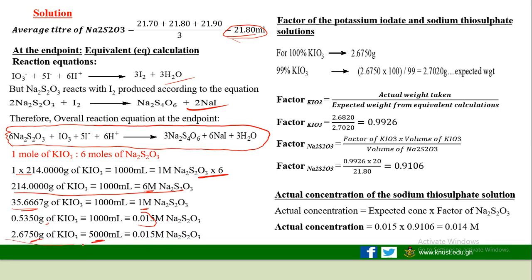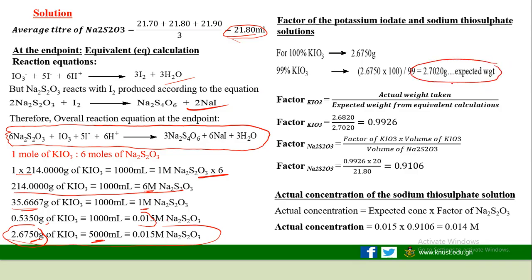So this becomes the end of what? Our equivalent calculation. And this mass here is the expected mass. Now, we had the assay, so we had to correct the mass gotten from the milli equivalent using the assay, right? And so if 100% corresponds to this, 99% will correspond. So we scale it up a little bit. Now this becomes our proper expected weight.